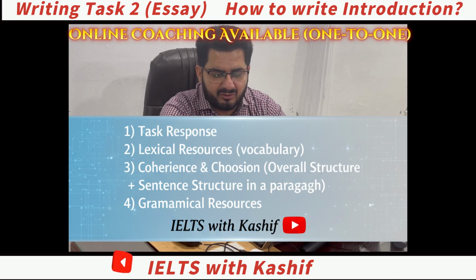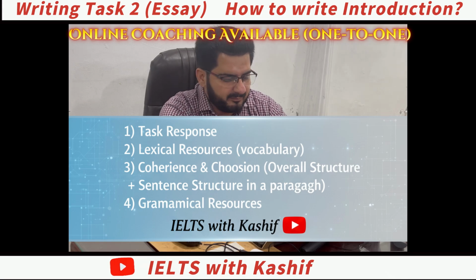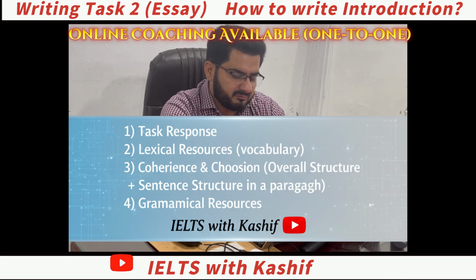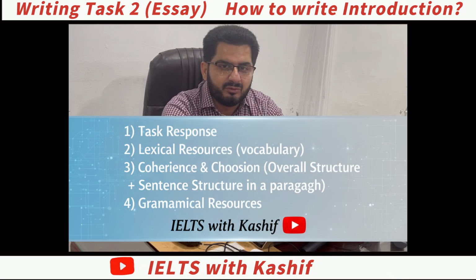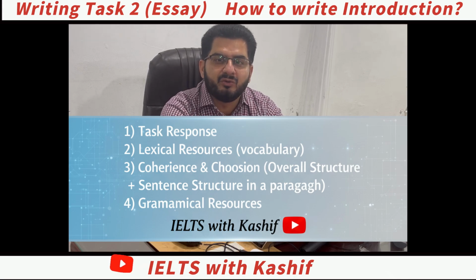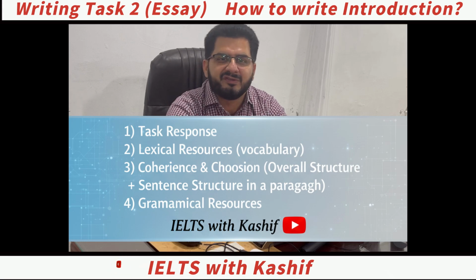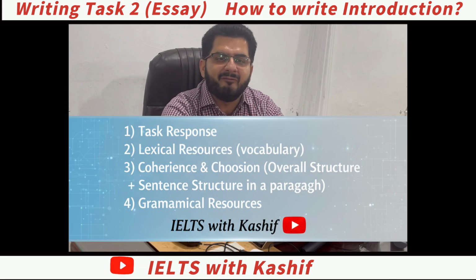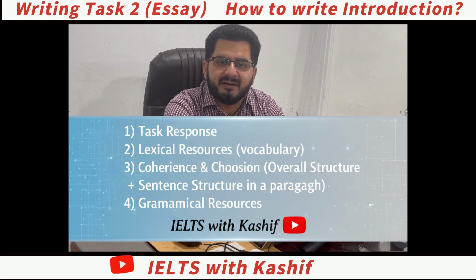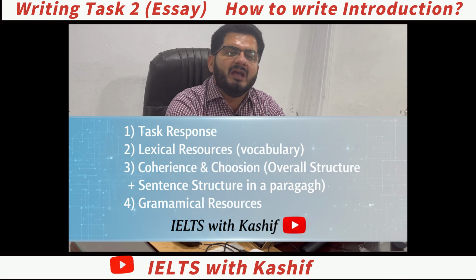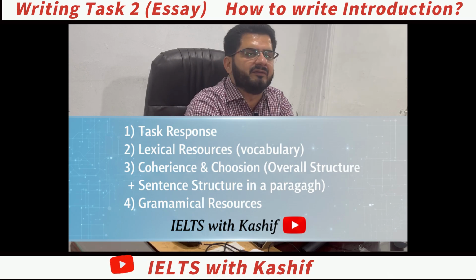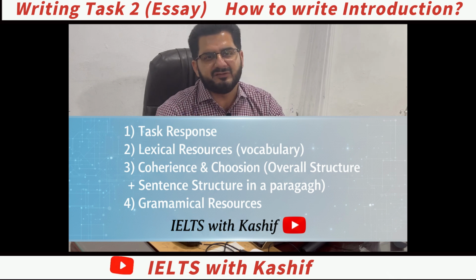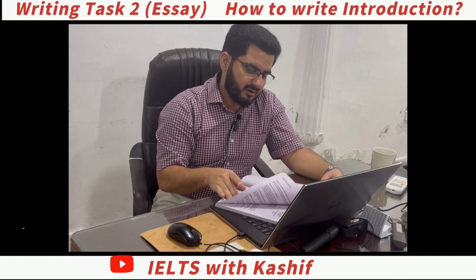And the last thing on the basis of which you will be marked, I have mentioned your task response, your lexical resources, cohesion and coherence. And the last thing is your grammar, obviously your tenses, your sentence structure. You need to have a good awareness of your tenses and sentence structure so that you can make sentences. Obviously, when you'll be able to make sentences, after that you'll make cohesion and coherence. Right? These are 4 things your task 2 will be marked on.